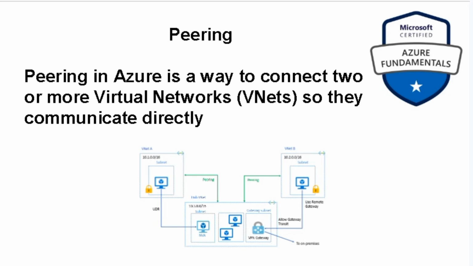Peering, this is one of the terms that you have to know for your AZ-900. Peering in Azure is a way to connect 2 or more VNets, or virtual networks, so they can communicate directly. So if I want to be able to connect 2 networks directly, I would use something called peering.